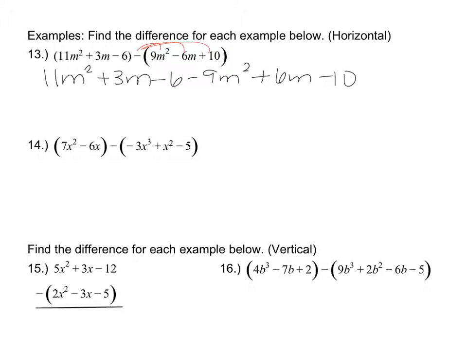Remember that distributing a negative just changes the sign of everything behind it. Once I've done that, I'm back combining my like terms. So 11m squared minus 9m squared is 2m squared.